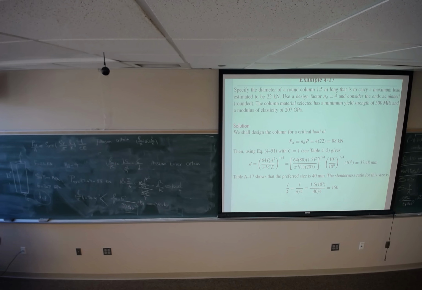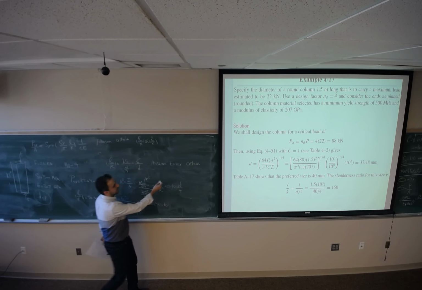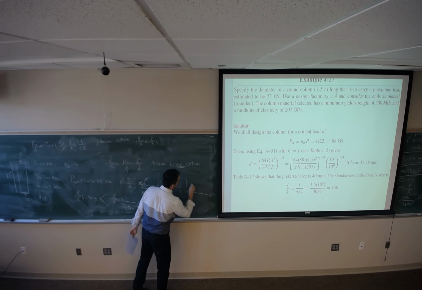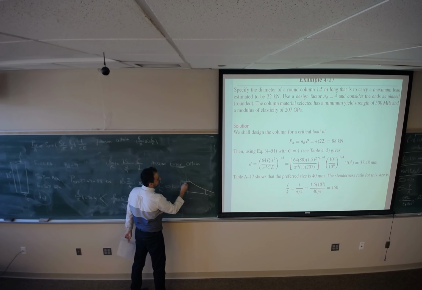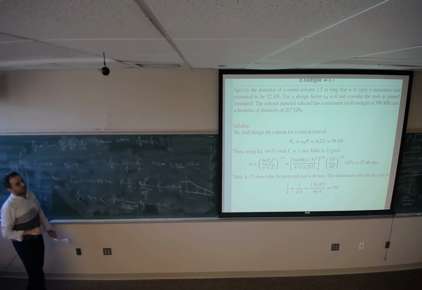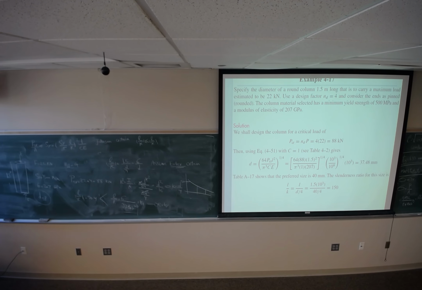We can check against yielding, but it's not going to govern because Euler is going to be here, so SY is going to be right here. So the buckling is going to occur first. But if you want, you can check the yielding as well. All right, I will stop here.